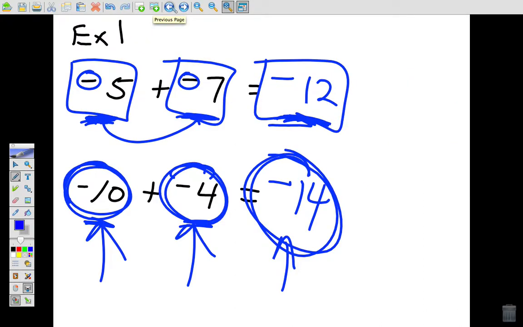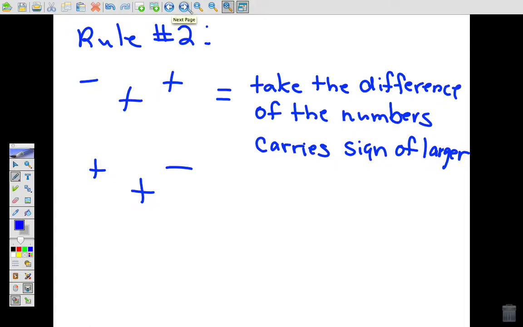Here I was adding 2 negatives. Now I'm adding one of each. I'm adding a negative and a positive, or in other words, a positive negative. It means the same thing. How do we handle that now?